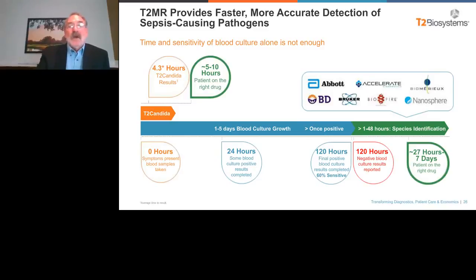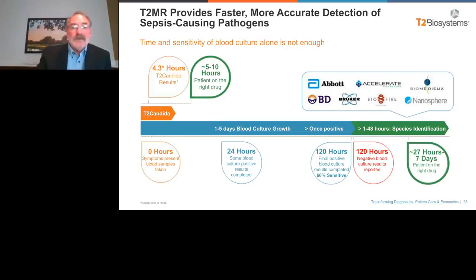So T2MR provides faster, more accurate detection of sepsis-causing pathogens. I think I've shown you some of that data. So if you look at this timeline, you see T2Candida result positive or negative in 4.3 hours on average. Between 5 and 10 hours, you can ensure the patient's on the right drug, either if they're negative, no drug for an antifungal, or if they're Candida albicans, for example, fluconazole would be a reasonable step-down drug.